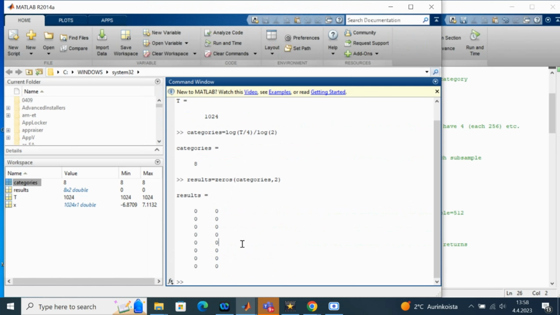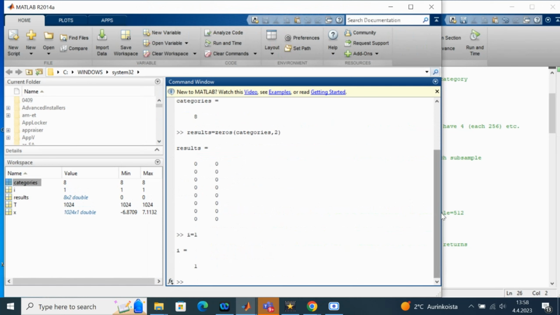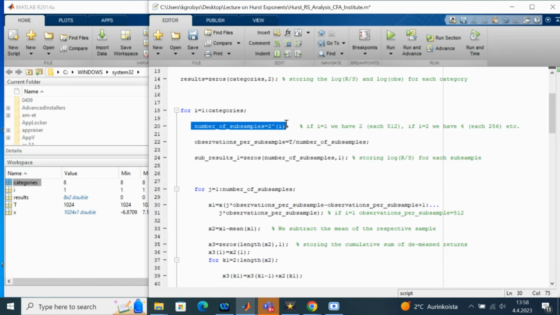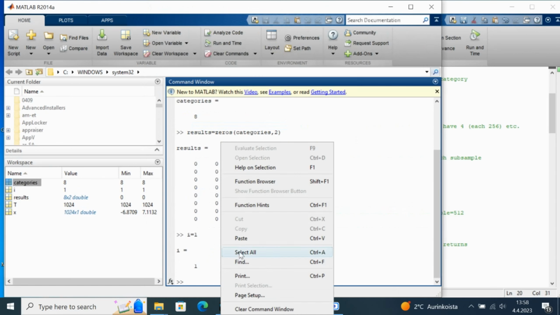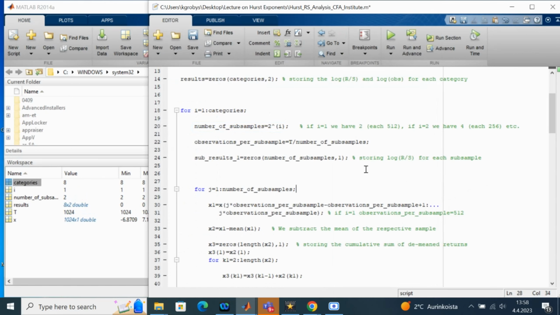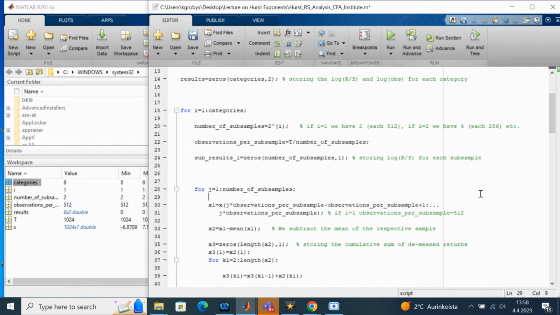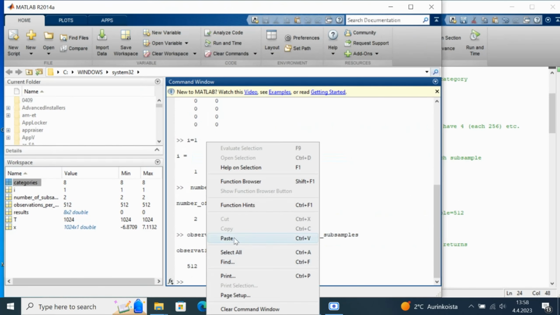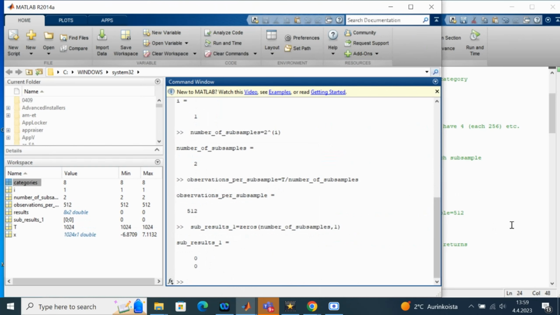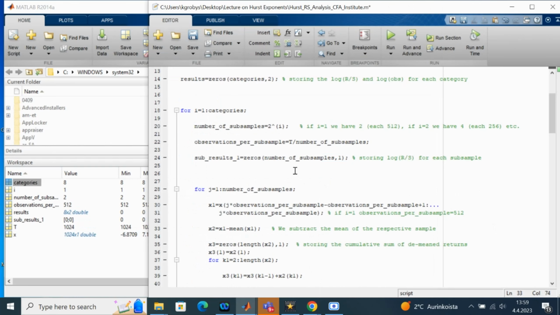Okay, to give you an example, let's set i equal to 1. Then the number of subsamples should be 2. You see, this is exactly what comes out. Observations per subsample should be 512. And the sub-results must be a 2 by 1 vector which has 0 entries. And you see, this is exactly what we have defined here.